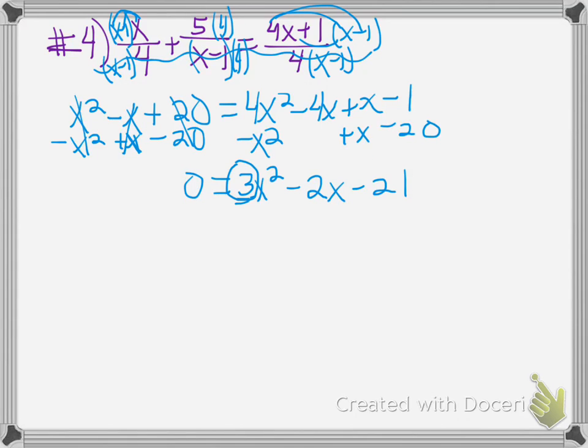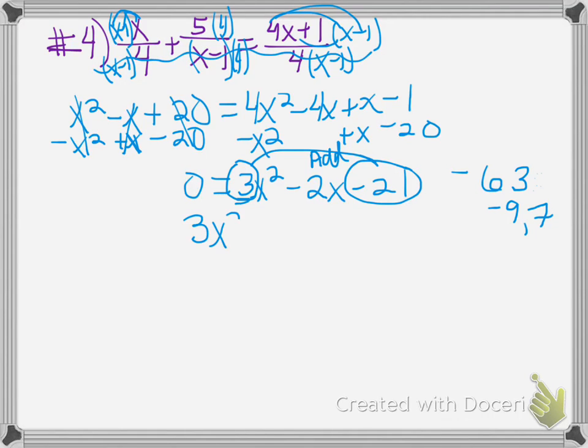So remember, this is the type of factoring where you have to do these two, right? Multiply them. So 3 times negative 21 is negative 63. And then you have to ask what multiplies to negative 63 and adds still to negative 2. So that's going to be negative 9 and positive 7. Okay, so you got 3x squared minus 9x plus 7x minus 21 equals 0.